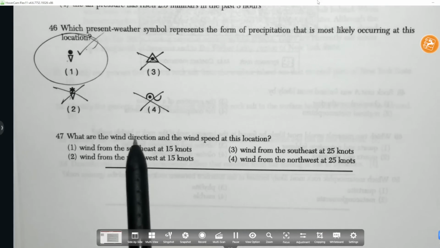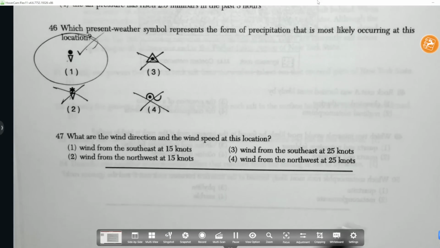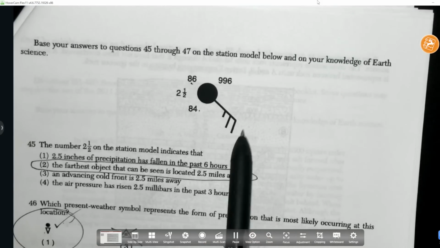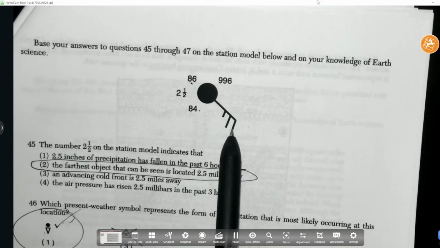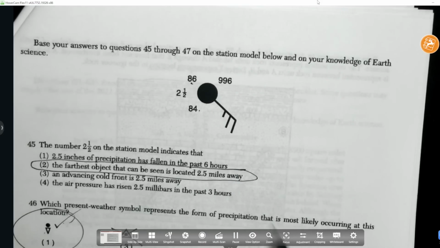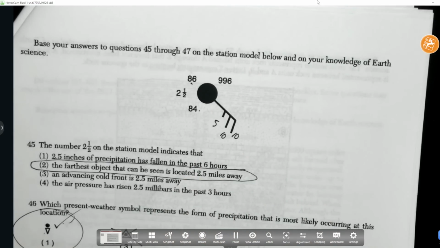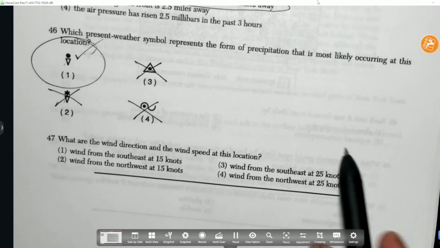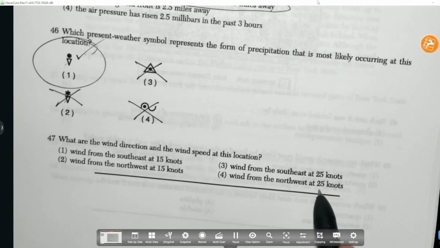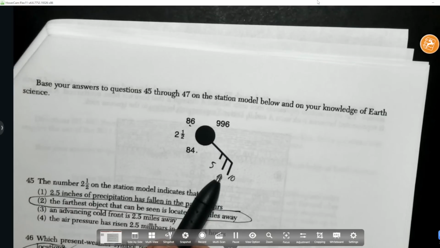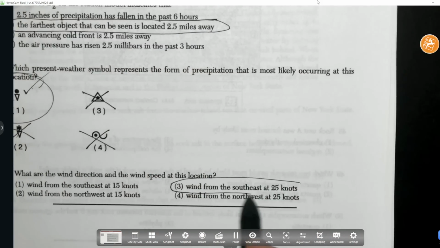47. What are the wind direction and wind speed at this location? I have my wind barb, and off the wind barb comes 2 full feathers and a half feather. Full feathers are 10, half feathers are 5. 10 plus 10 is 20, plus 5 is 25. Our answer would be wind from the southeast, because it points in the direction it's coming from, at 25.